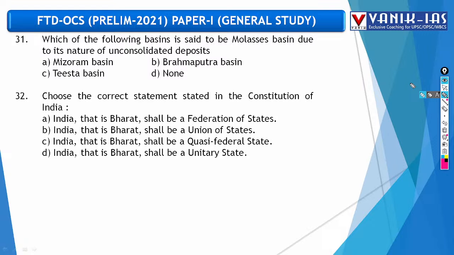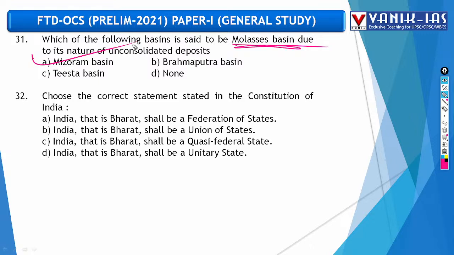Okay. Which of the following basins is said to be a molasse basin due to its nature of unconsolidated deposits? Molasse basin, unconsolidated deposits. It is Mizoram basin, Brahmaputra basin, Tista basin, or molasse basin. The answer is Mizoram basin, which is called the molasse basin.